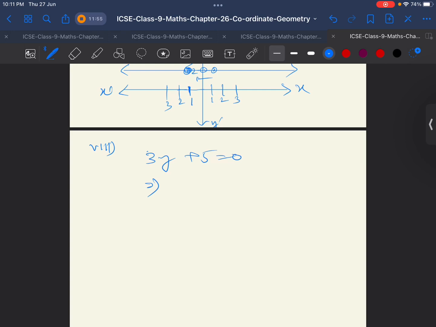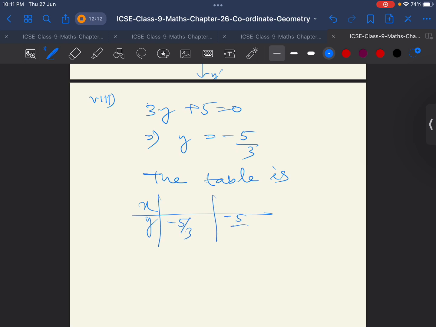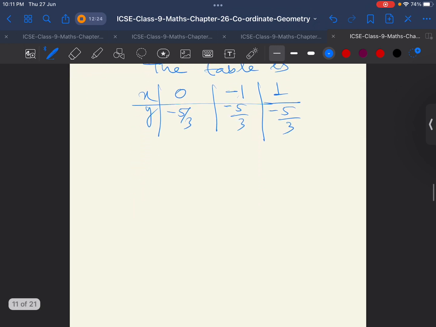3y plus 5 equals 0 implies y equals minus 5 by 3. Then the table is x and y: y is minus 5 by 3, minus 5 by 3, and minus 5 by 3, then x is 0, minus 1, and 1. The graph is here.